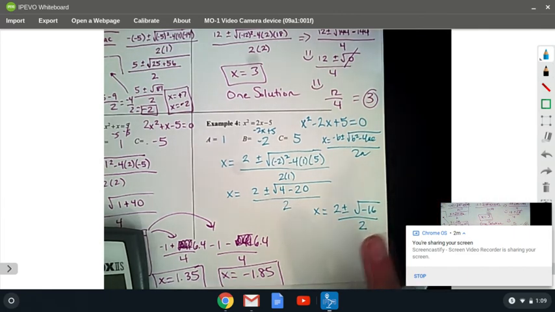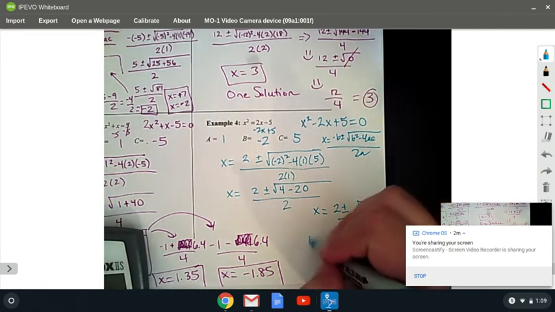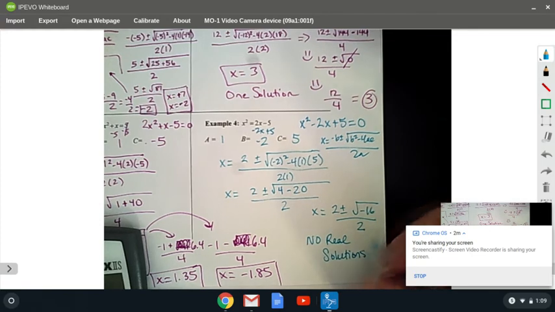I cannot continue to solve this because there's a negative under the square root, which means that there are no real solutions.